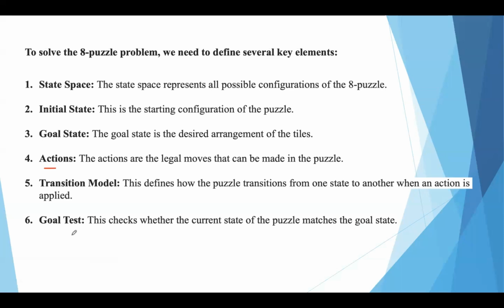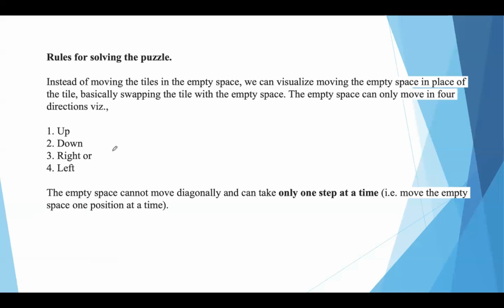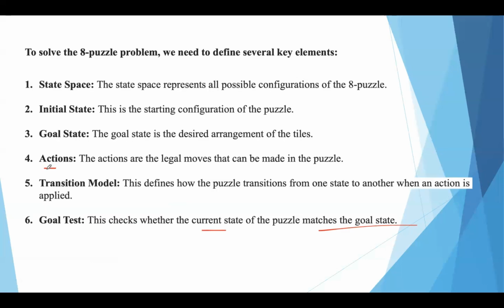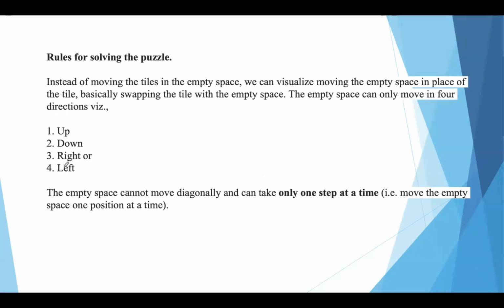And goal test. After performing a set of actions, we need to check whether we have reached the goal state or not. For that, we need to match the current state of the puzzle with the goal state. That checking will be done here in the goal test. And these are a few rules. As I said before, actions are nothing but the legal moves. So what are the legal moves that we use here?